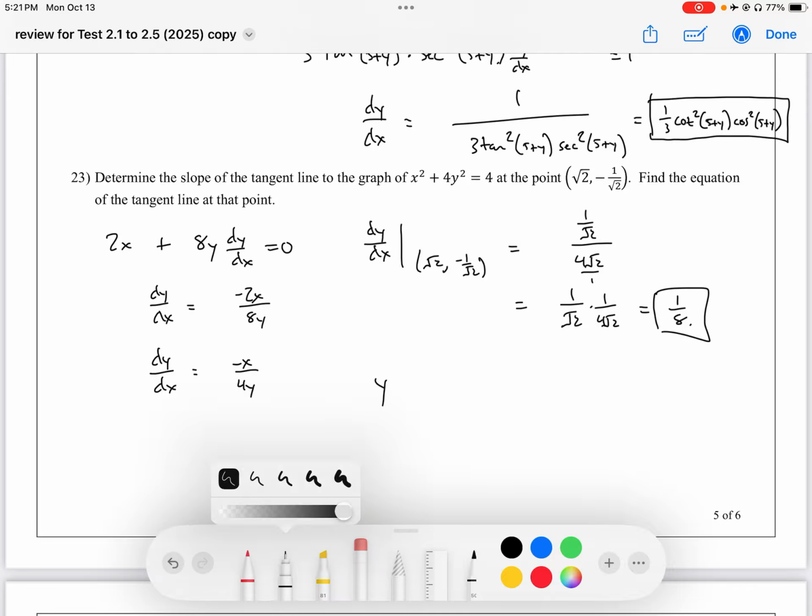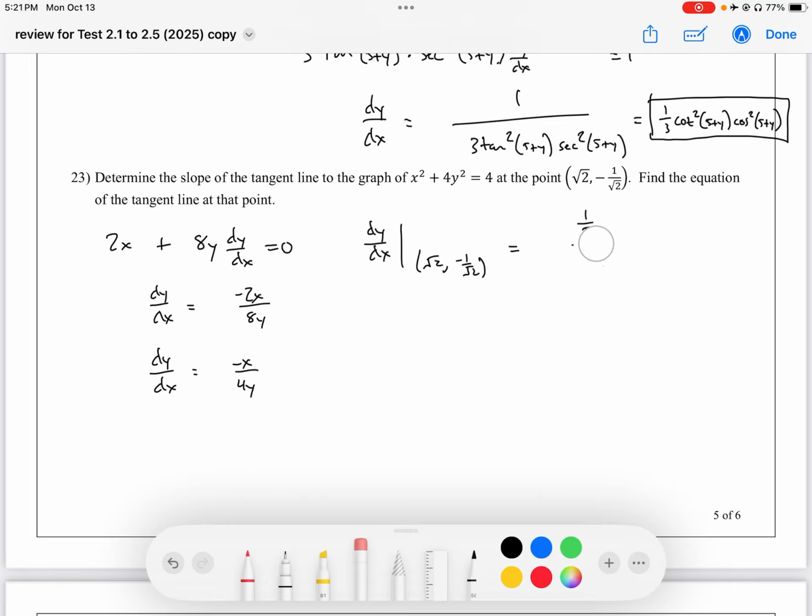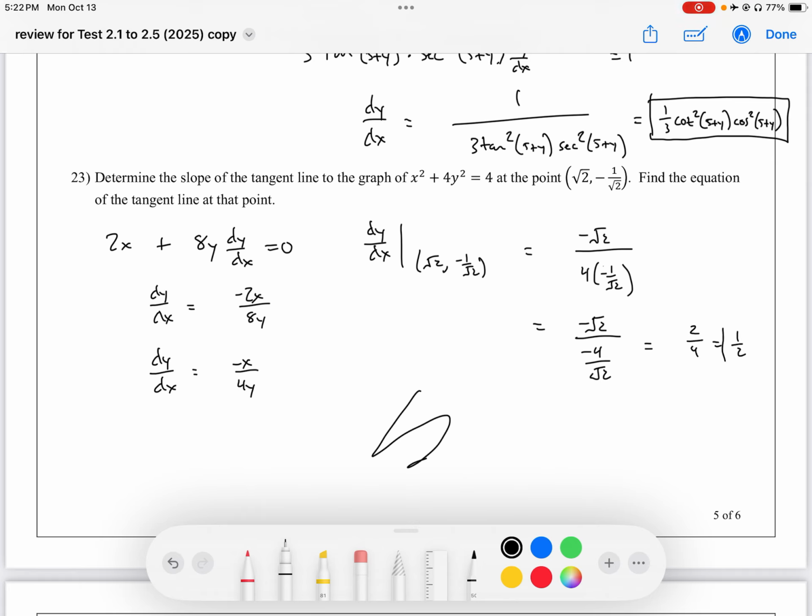I plugged in the wrong values, didn't I? Let me get rid of that. Try it again. It would be negative x, which is negative root 2, divided by 4 times negative 1 over root 2, which is negative root 2 over negative 4 over root 2, which is 2 over 4, which is 1/2. So the slope is actually 1/2.